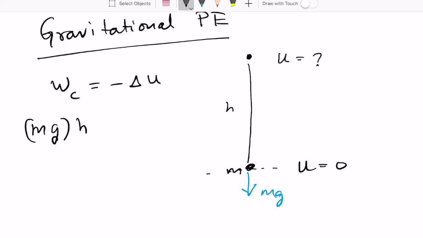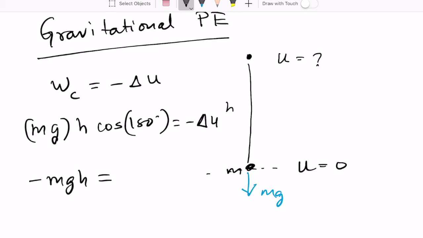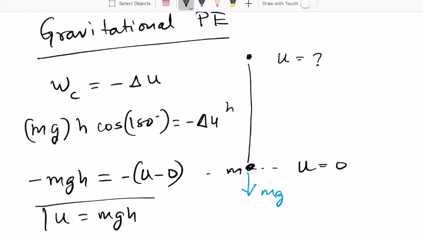So this is going to be mgh times cosine of 180 degrees is equal to minus delta U. Cosine 180 degrees is minus 1, so minus mgh is equal to minus U final, which is U minus 0. And so from here you get U is equal to mgh. And that's the formula for gravitational potential energy. So if an object is lifted up by a height h, you're doing work against gravity, and so you're increasing the potential energy, and the amount that it increases is mgh. All right.